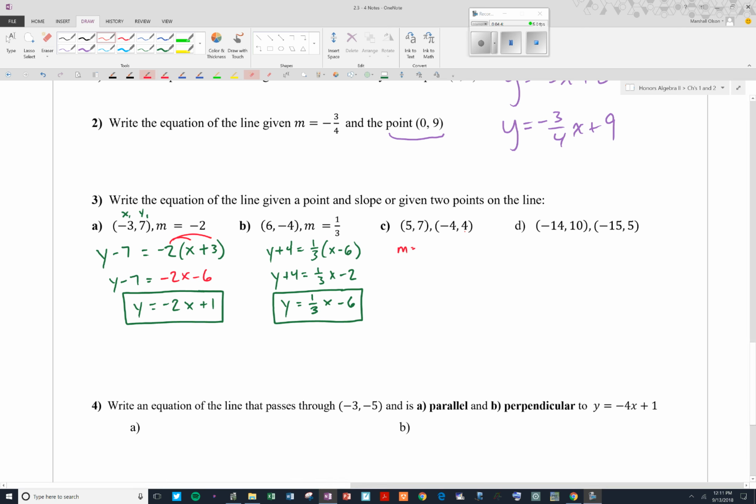Okay, the next one, we don't have the slope, so that's the first thing we're going to find. So we'll take y minus y, 4 minus 7, over x minus x. Make sure you're starting from the same point in the numerator and denominator. 4 minus 7 is -3. Denominator is -9, so our slope is 1/3. So we have y minus, now in this case we can choose either of those 2 points, it doesn't matter. I'm just going to arbitrarily pick that second point. y minus 4 equals 1/3 times x plus 4, minus a negative. We're going to distribute that 1/3.